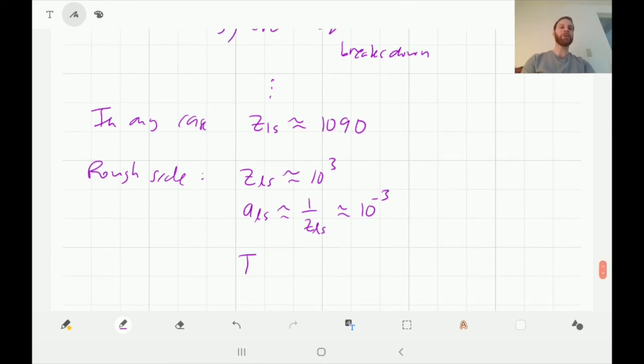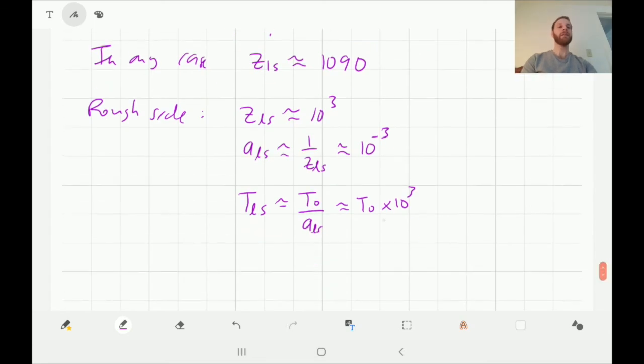And lastly, the temperature at last scattering. Remember that goes like the temperature today divided by the scale factor at the time. In other words, this is approximately T naught times 10 to the 3. And since T naught is something like 2.7, and we're being very, very rough here, this is approximately 3 Kelvin times 10 to the 3. That means the temperature at last scattering is approximately 3,000 Kelvin. That just gives us a sense of scale, and it will help when we start studying Big Bang nucleosynthesis, where we'll see the temperatures are much, much higher than 3,000 Kelvin.